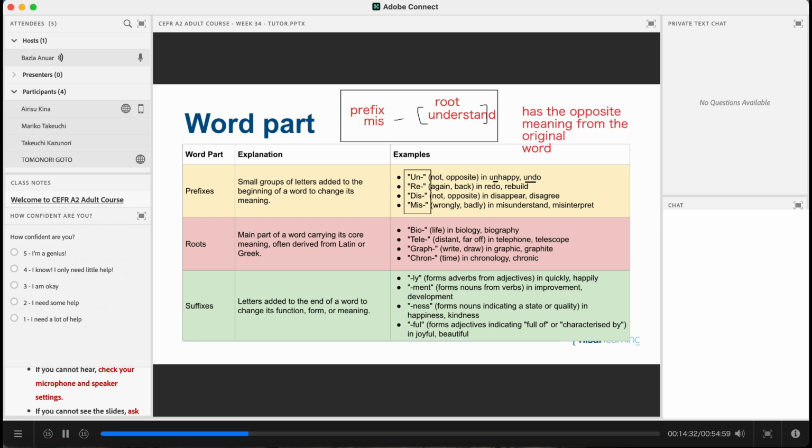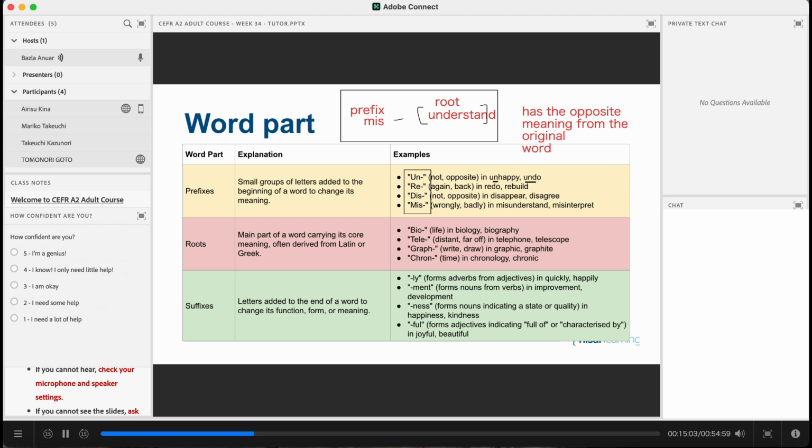Okay, so for the root, this is actually the main part of a word, carrying its core meaning, and they are mostly derived from Latin or Greek. And then finally we have suffixes. These are letters that are added to the end of the word, which change its function, form, as well as meaning. A few examples we have there is ly, which forms adverbs from adjectives.